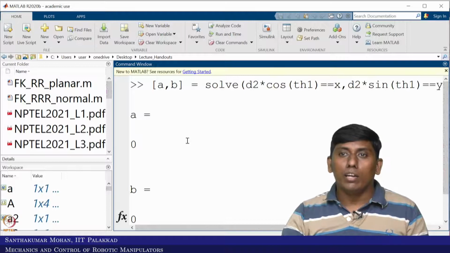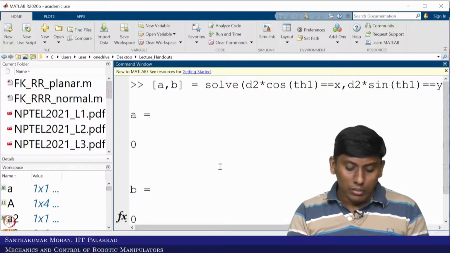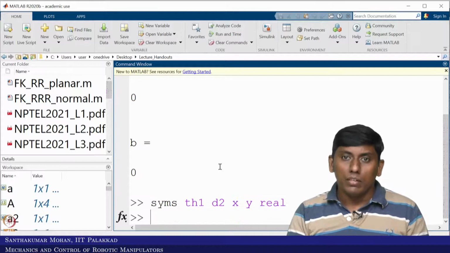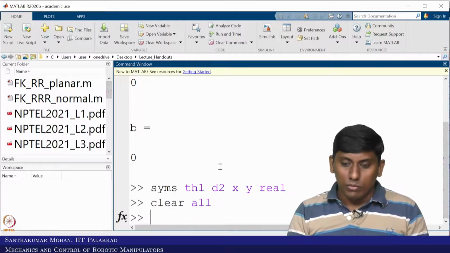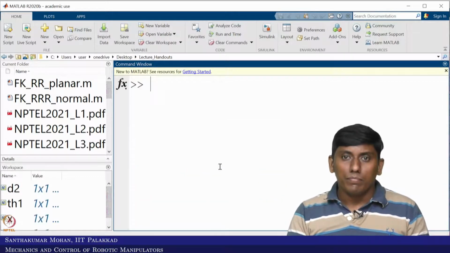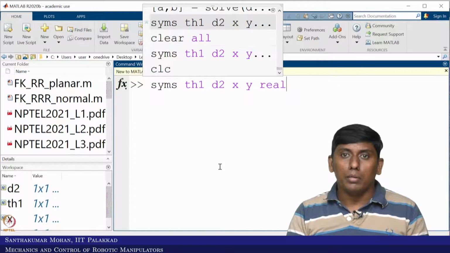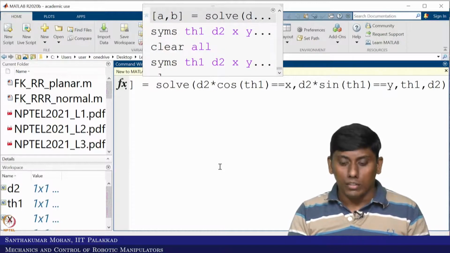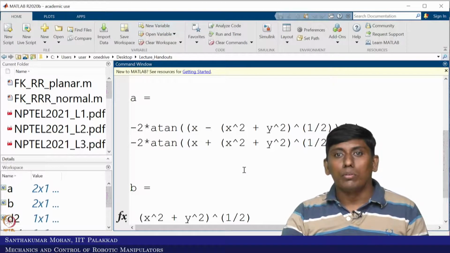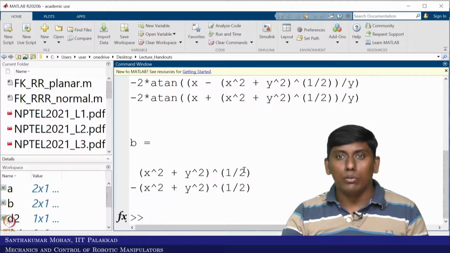So why is it giving 0 0? Because we have already found that theta 1 is 0. So now I am substituting this. First I am clearing everything. Now I am using this relation, and finding it. Okay, now you can see I got the final solution.